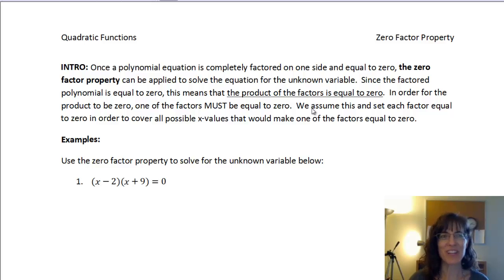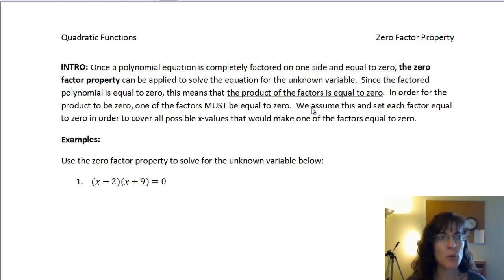Zero factor property. Once you have a polynomial completely factored and you have all the factors on one side and set equal to 0 on the other side, you can use the zero factor property to actually solve the equation and find out what values you can have for your variable.